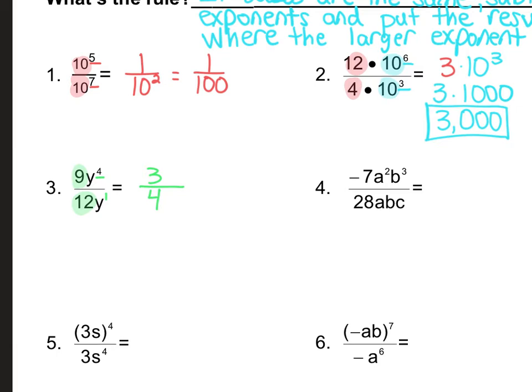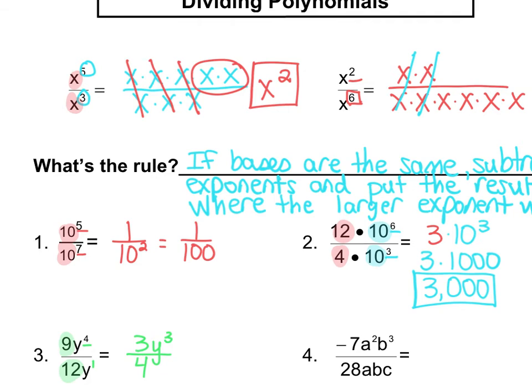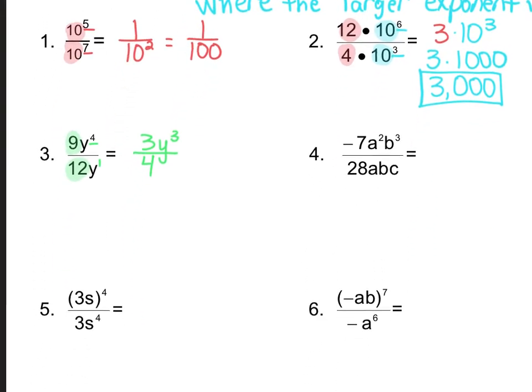So we're going to use our rule, which is to subtract. 4 minus 1 is 3. So we get y to the third. Then we need to decide where the y to the third is going to go. It is going to go in the numerator because it's going to replace that larger exponent. So remember, look back at those original examples. The reason it replaces those larger exponents is because that's where you've got your leftover bases or your leftover variables, wherever the larger exponent was.